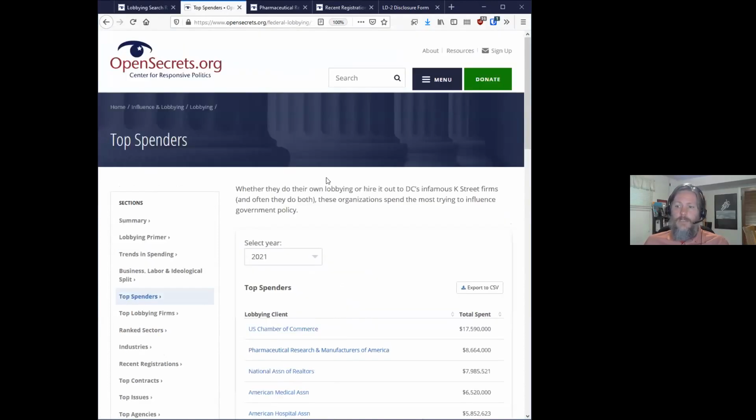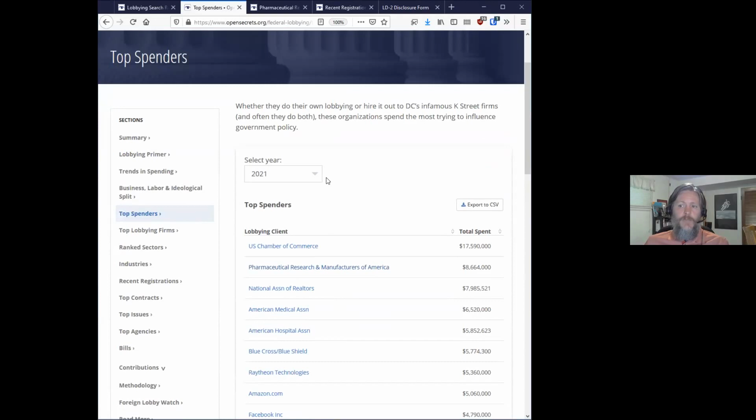Just as an example, this is our top spenders list. So what we have so far is the first quarter of 2021. These top 3 or 4 organizations are always at the top. The Chamber is almost always the biggest spender, and some of the major trade groups follow them before you get to an actual corporation. In this case, Raytheon is the first company, I think, depending on how you look at Blue Cross Blue Shield.